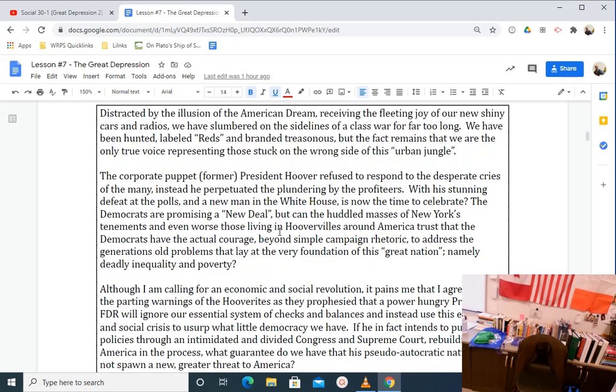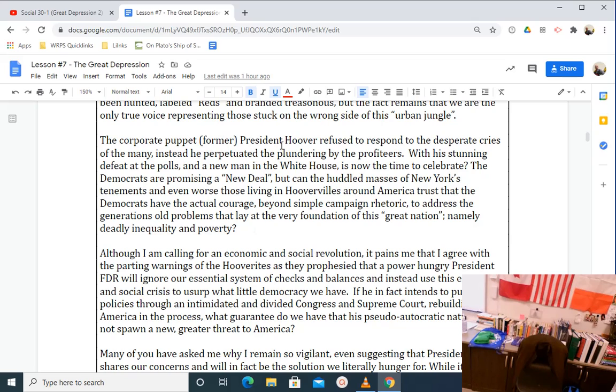Tough crowd. "The corporate puppet, former President Hoover." So it's creating context. When is this? This is after Hoover's no longer president, so FDR is already president. "The corporate puppet, Hoover, refused to respond to the desperate cries of the many. Instead, he perpetuated the plundering by the profiteers."